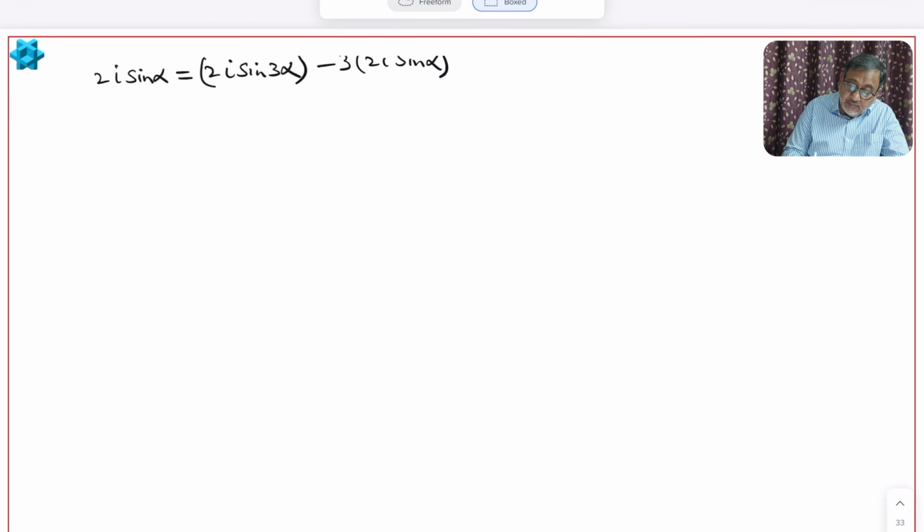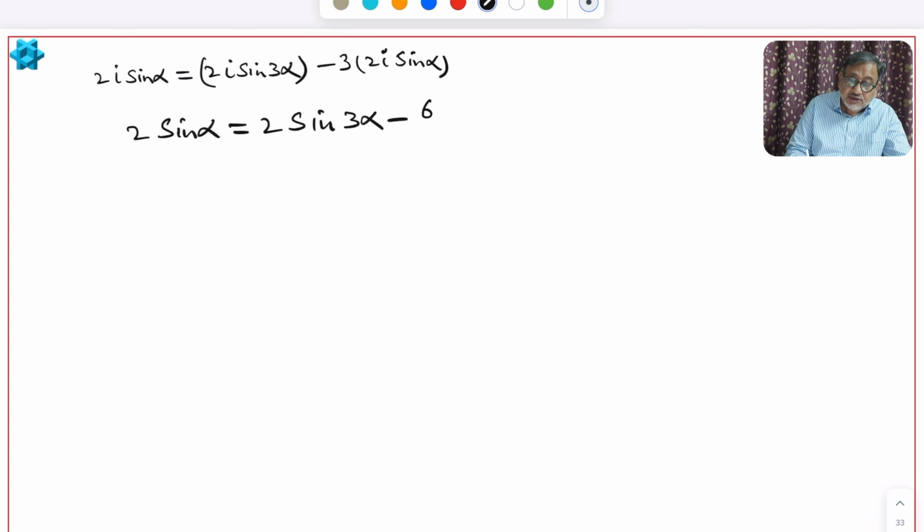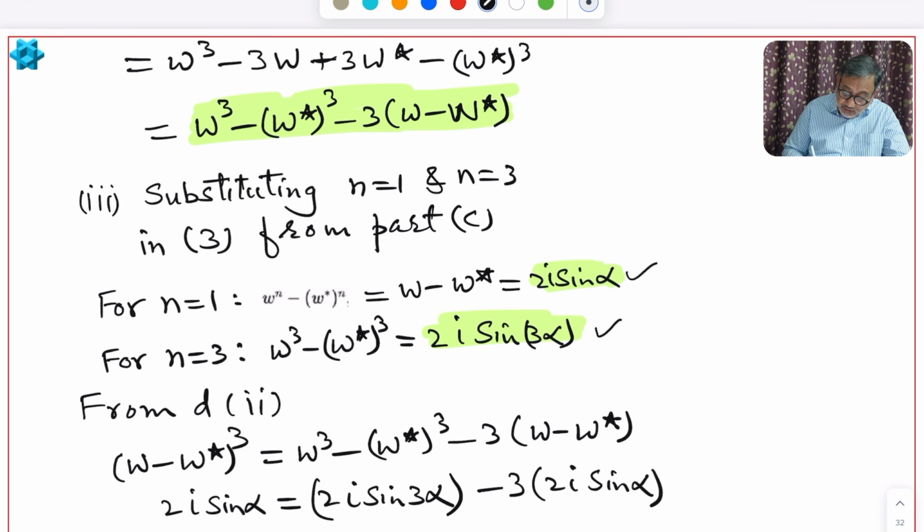Dots are missing here. Okay, from this we will cancel throughout, so 2 sin alpha is equal to 2 sin 3 alpha minus 6 sin alpha, right? Okay, sin 3 alpha, but then it was the cube of this. Sorry, I forgot to write the cube of this.